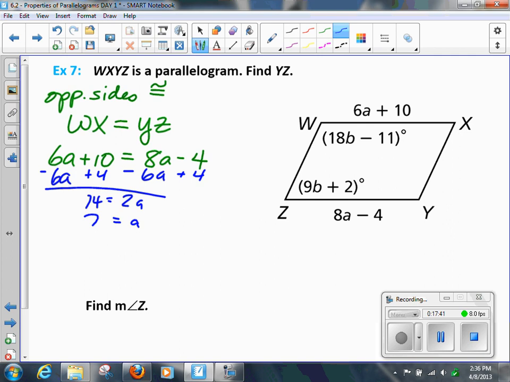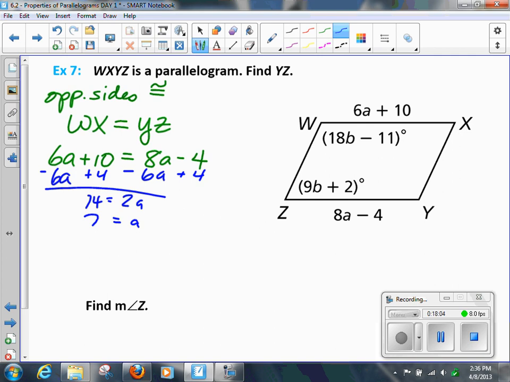A is 7, and that's my answer, right? What do I have to do? I have to plug it back into YZ. Now, this is the part, folks, where it can come back and bite you big time. On the SOL, guess where 7 is going to be? It's going to be A. It's going to be the first answer you come to. And how many people do you think are going to click A? A whole bunch.